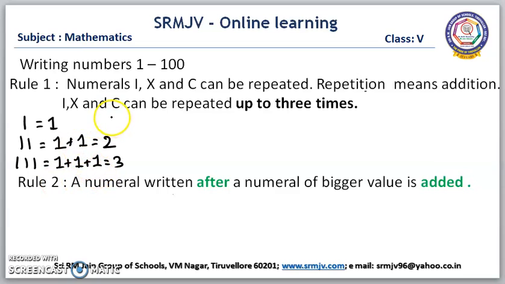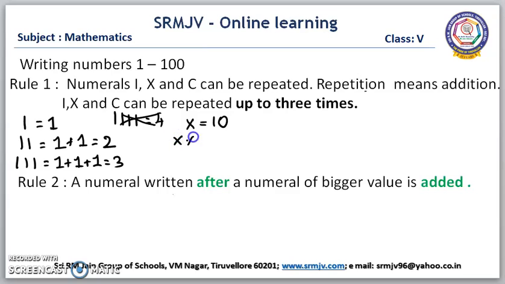Can we write IIII for 4? No, we should not write like this for 4 because we can repeat the symbols up to 3 times only. We should not repeat more than 3 times. Is it clear? Like that, for the next symbol X, the value of X is 10.